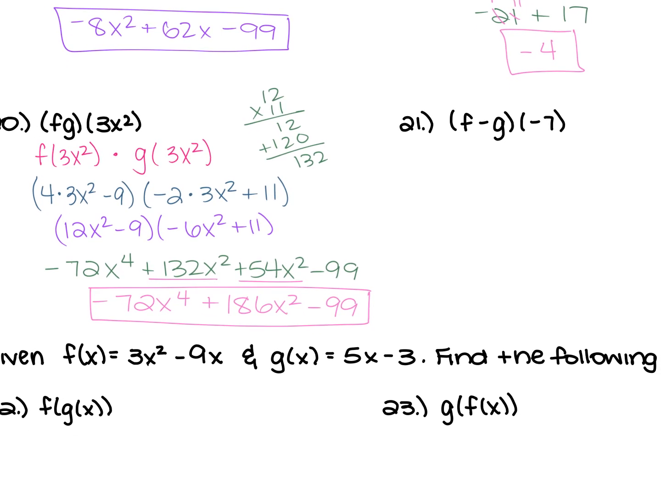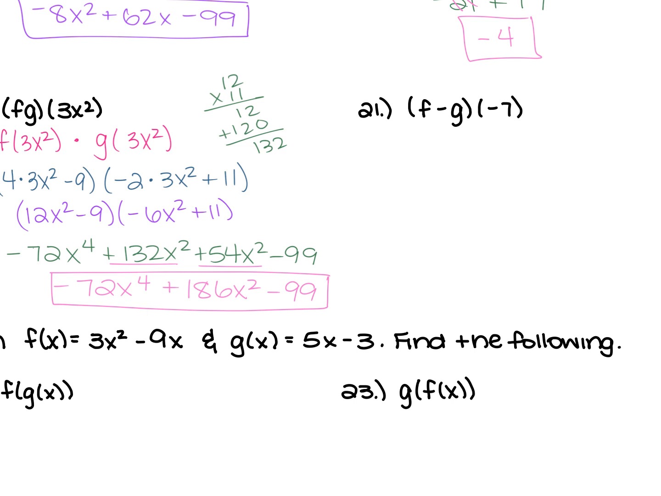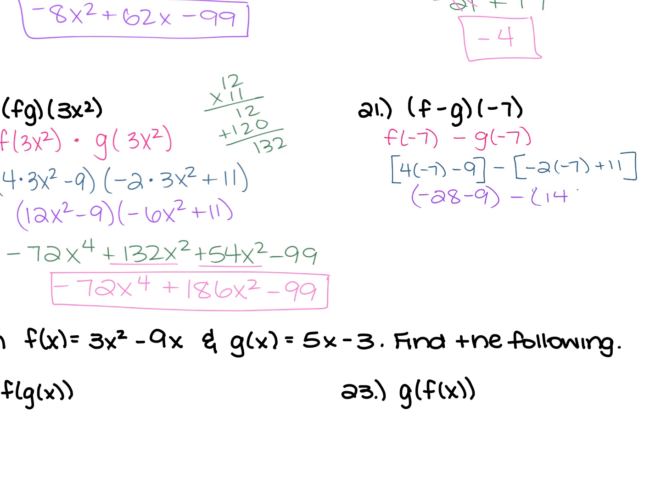For 21, you have f minus g of negative 7. So you're going to do f of negative 7 minus g of negative 7. So that means you're just going to have f of x, which we said is 4x minus 9. So that's going to give us 4 times negative 7 minus 9, minus g of x, which we said is negative 2x plus 11. So that's going to turn into negative 2 times negative 7 plus 11. The 4 times negative 7 is negative 28. The negative 2 times negative 7 is 14.